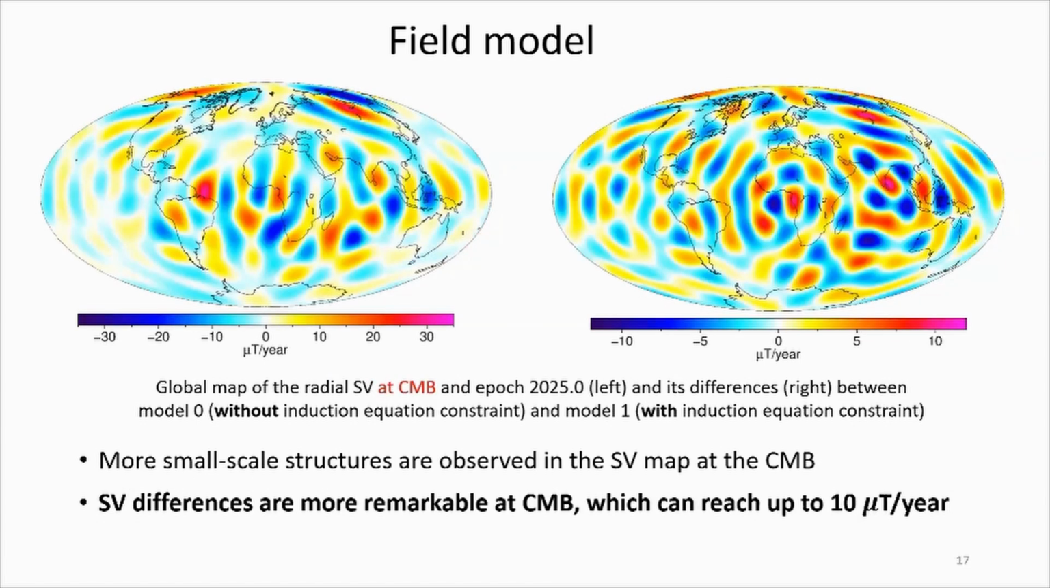Okay, here I show the same maps, but at the core-mantle boundary. At the core-mantle boundary, there are more small-scale structures in the SV map. The secular variation difference becomes more remarkable at the core-mantle boundary, and it can reach up to 10 meters per year.